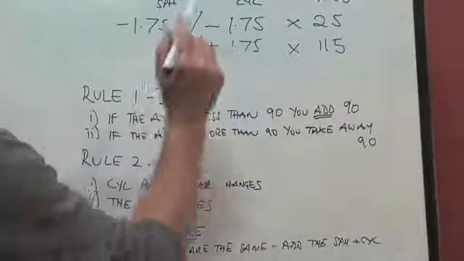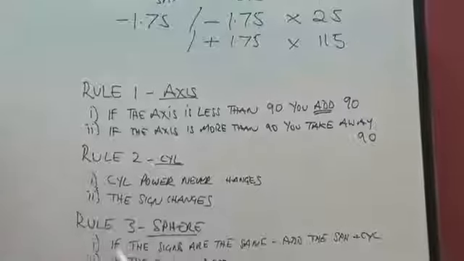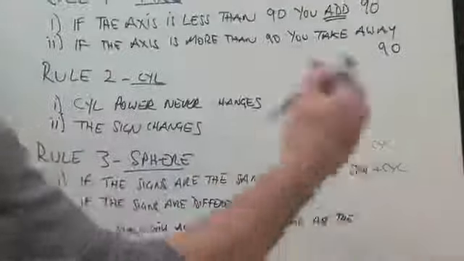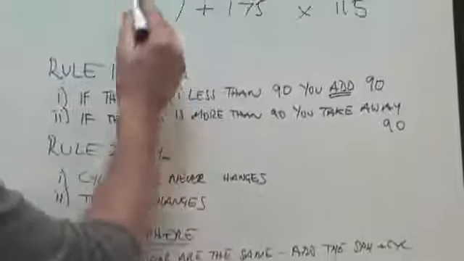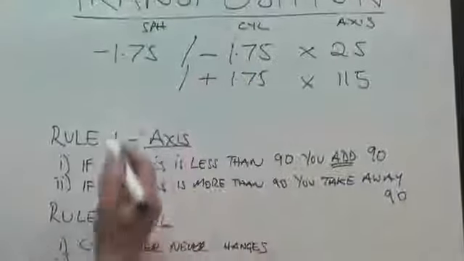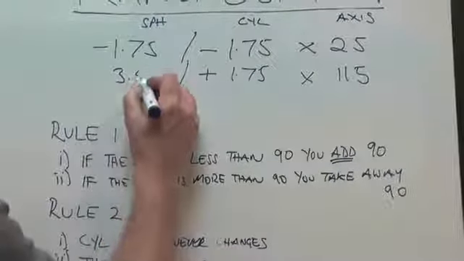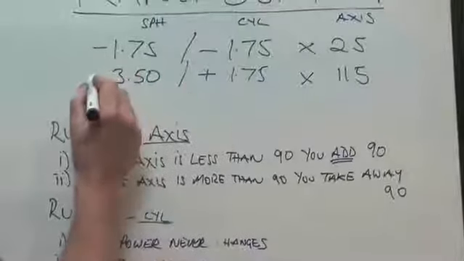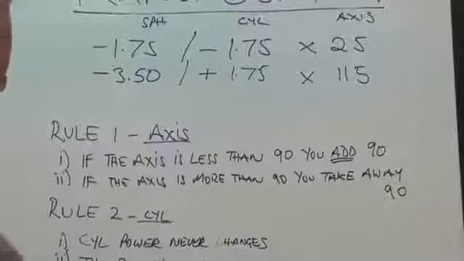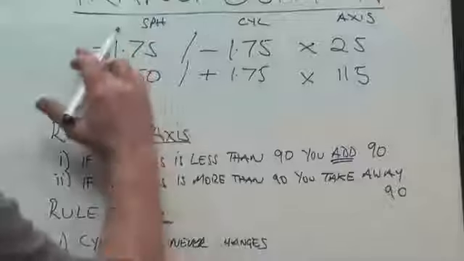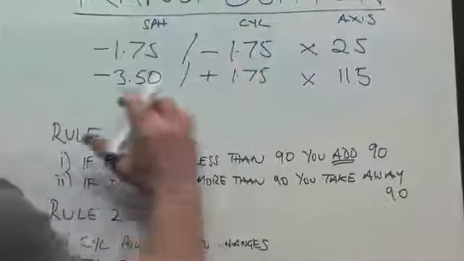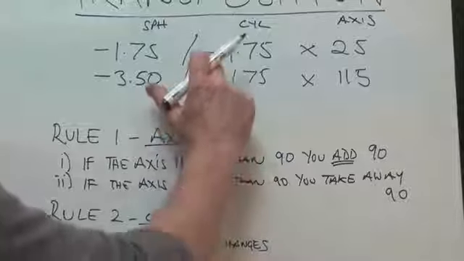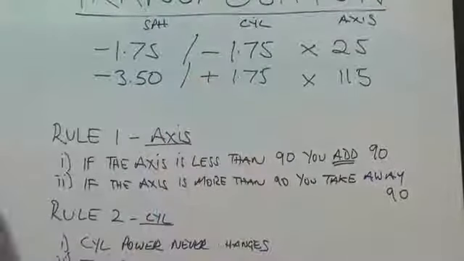We've got a minus 1.75 and a minus 1.75. If the signs are the same, add the sphere and the cyl powers together. So 1.75 plus 1.75 is equal to 3.50. And because they're both minus, that becomes a minus. So we've transposed this prescription into that. It's the same prescription, but just transposed from a minus cyl to a plus cyl.